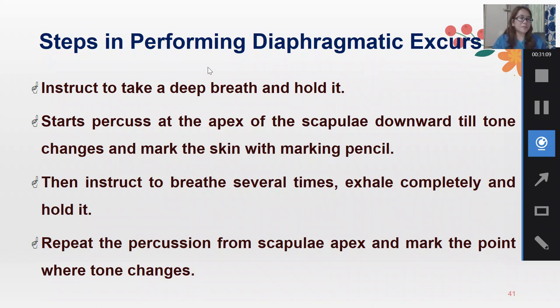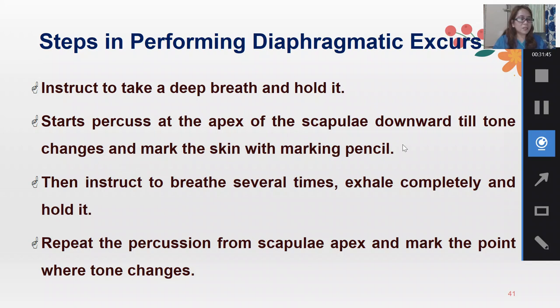So, the steps in performing diaphragmatic excursion. So, you instruct the client. Nandun din to sa ginawa sa aking presentation. Instruct the client to take a deep breath and hold. Inhale. Exhale. Ayan. It starts, percuss at the apex of the scapula. So, nag-inhale, exhale si client. So, start ka na dun. Makikita mo rin yan dito. Pero one side lang to. Start ka na mag-percuss, pababa.